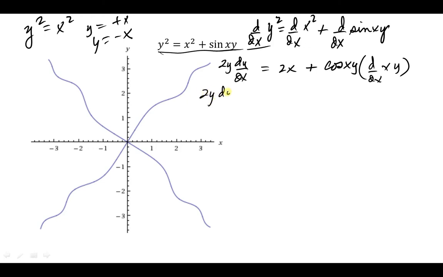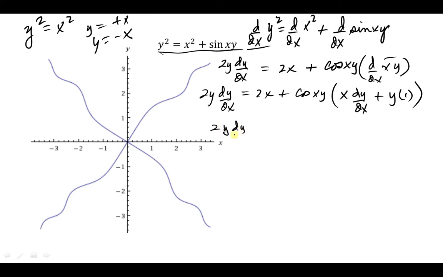So we get 2y dy/dx equals 2x plus cosine of xy times d/dx of xy, which is going to be, using the product rule, the first times d/dx of y, which is dy/dx, plus y times d/dx of x, which is just 1. And so simplifying this, we get 2y dy/dx equals 2x. Distributing the cosine of xy, we get plus x cosine of xy dy/dx plus y cosine of xy.